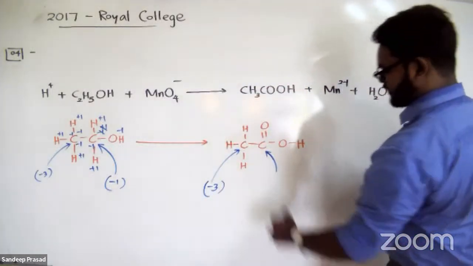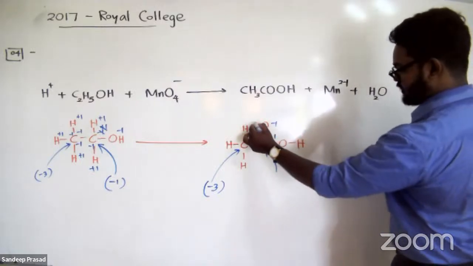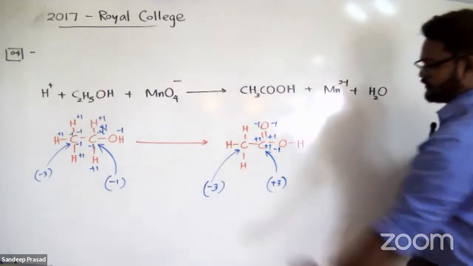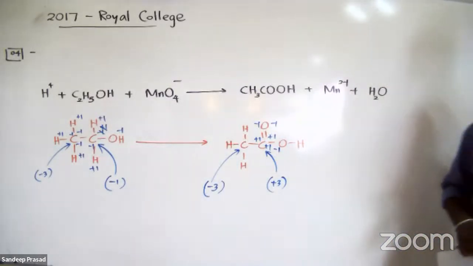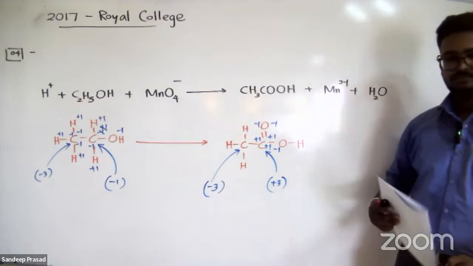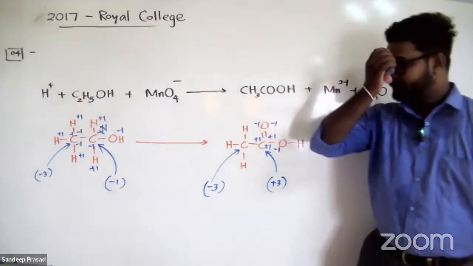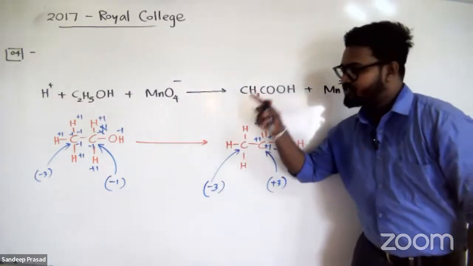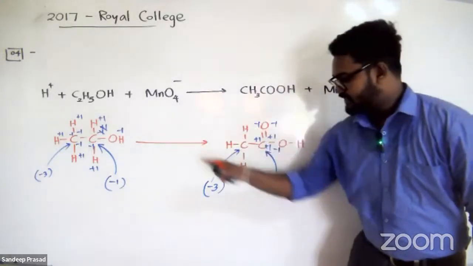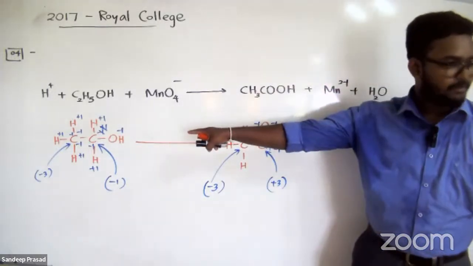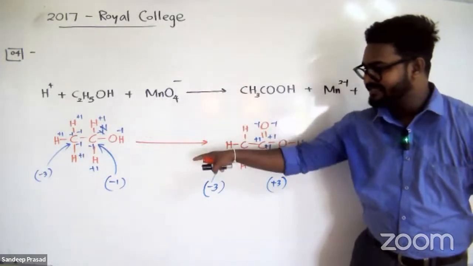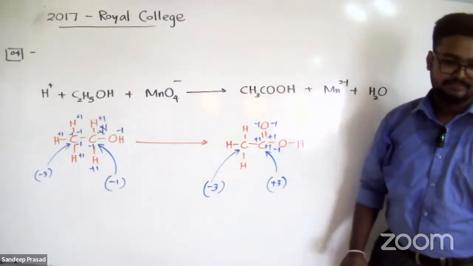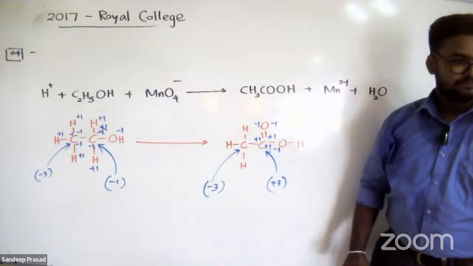And what is the oxidation number for this carbon? -1, +1, -1, +1, -1, +1, plus 3. You can see that the first carbon atom in both compounds, that means the CH3 group carbon atom, has not changed its oxidation state: -3, -3. But the second carbon atom has clearly changed its oxidation state from -1 to +3. Can you understand that?